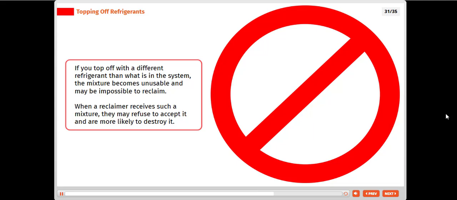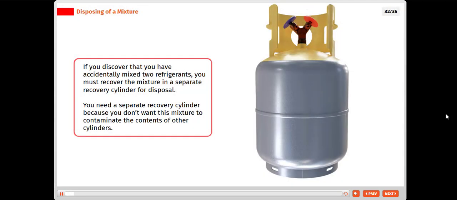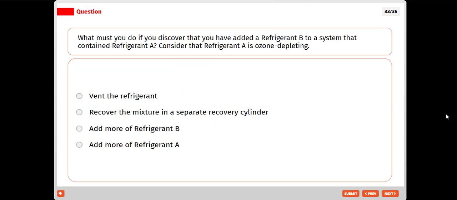If you discover that you have accidentally mixed two refrigerants, you must recover the mixture in a separate recovery cylinder for disposal. You need a separate recovery cylinder because you don't want this mixture to contaminate the contents of other cylinders. What must you do if you discover that you have added refrigerant B to the system that contains refrigerant A? Consider that refrigerant A is ozone depleting. Recover the mixture in a separate recovery cylinder.